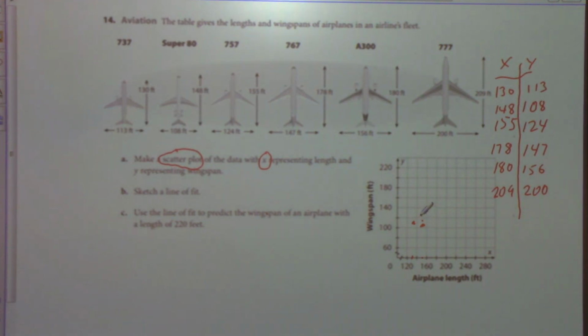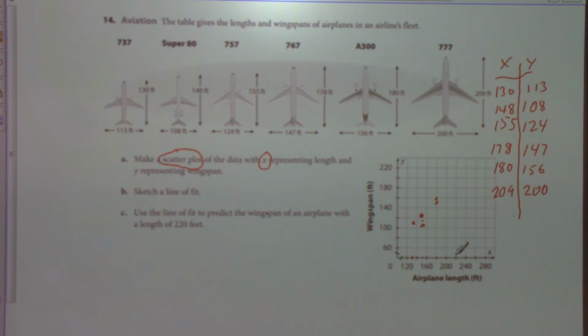Then you get 155, 124, so it's going to be almost like, well, that's 120. So it's going to be about right here, isn't it? And then 178, 147. So 178 is going to be about here. And 147 is going to be about here. And then 180, now 180 is really close to 178, right? So really it's the same place, but you go up to 156, so it's going to be close to the same place, 156 is going to be almost right next to it, right next to that one.